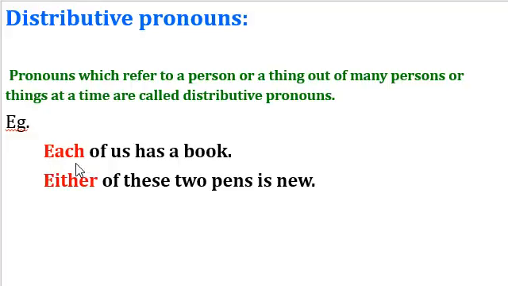But which type of pronoun is here? This is the pronoun which is distributing the things. So that's why we shall name it as a distributive pronoun. In the same way, either of these two pens is new, not both. Either means we are choosing a single pen. So that's why this word is used here. So this is considered as a distributive pronoun.